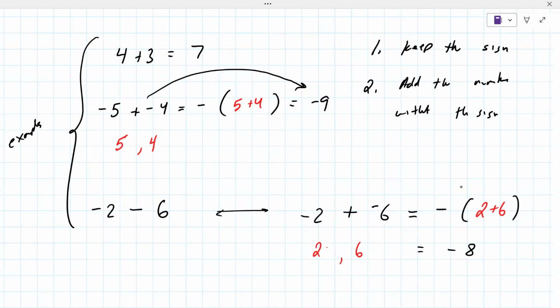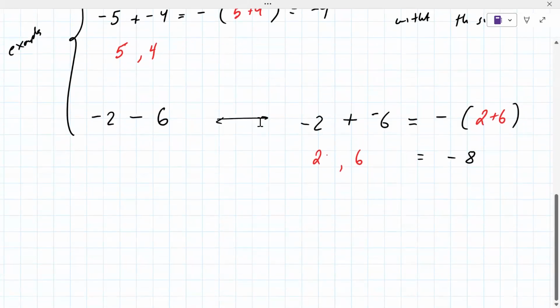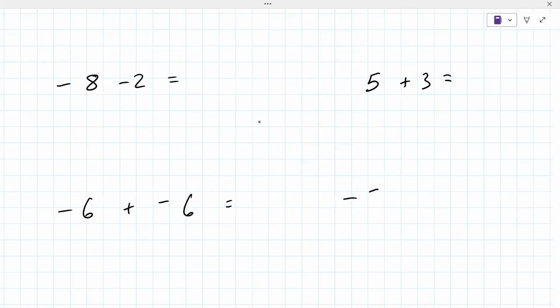So what I'm going to do is give you a couple of problems here to try, and you're going to give me the answers. Okay. Is that fair? Yeah. All right. So let's do -8 minus 2, -6. Let me get all these in here before you give me the answers. All right. So whenever you're ready, if you could work through these and give me the answers.